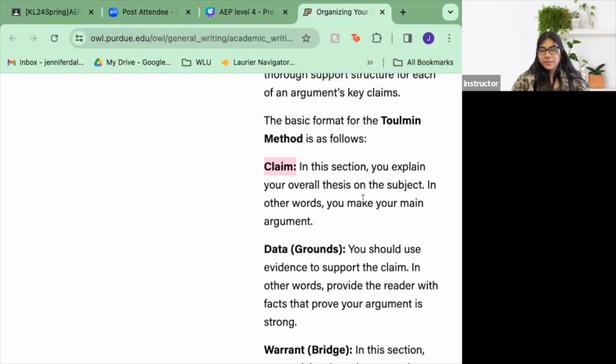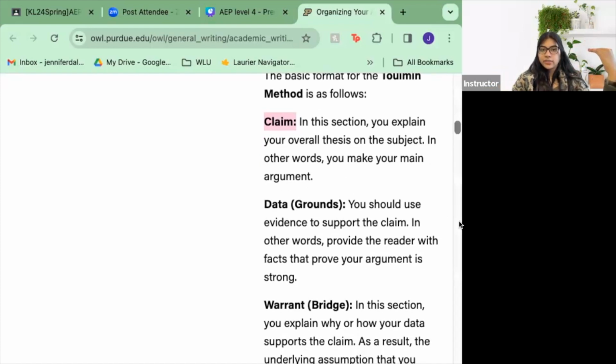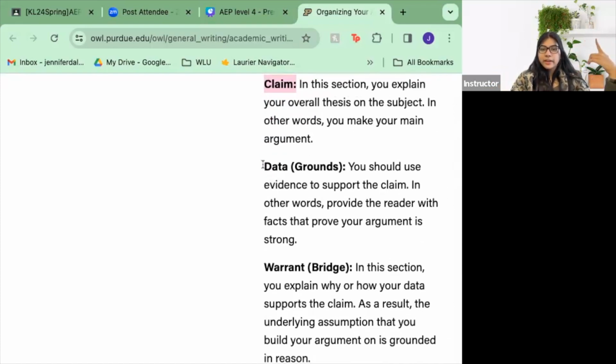This is where your argument is, okay? Make your main argument. This is what's going to lead the rest of the paragraph. Second part, the data or the grounds. This is where you use the evidence to support your claim. So now you provide the reader with facts that prove your argument is strong. Okay, so first is your claim, then you get into the evidence.